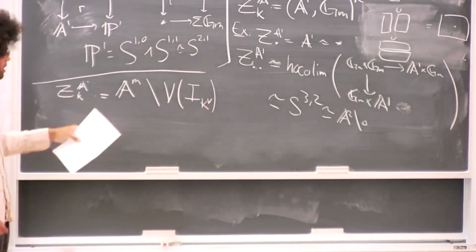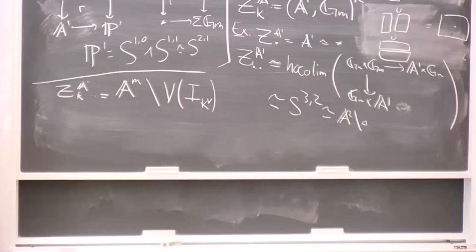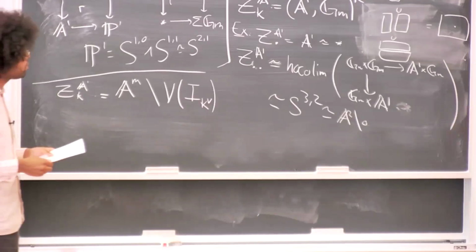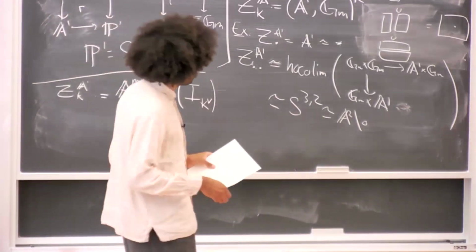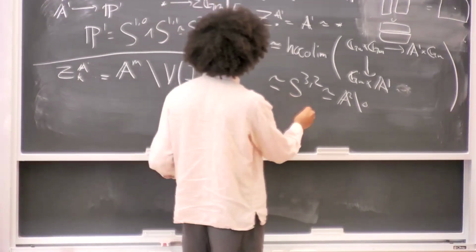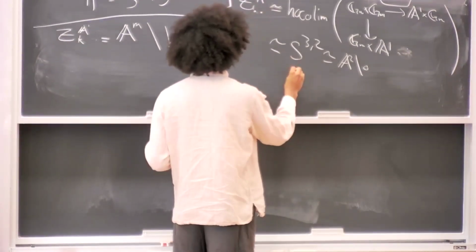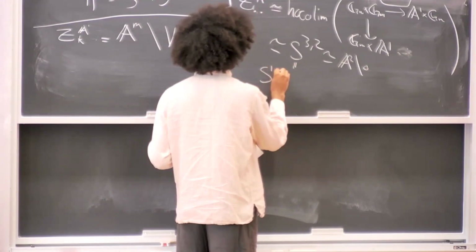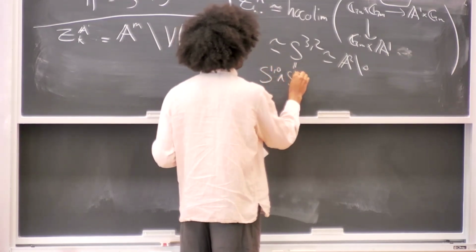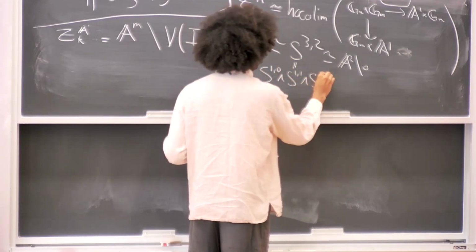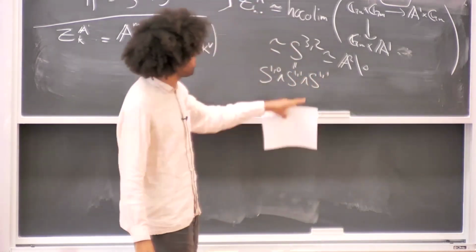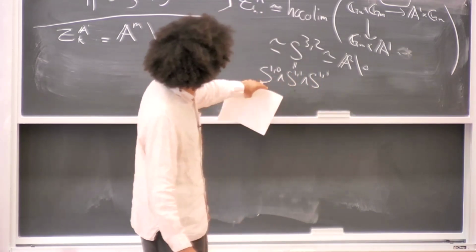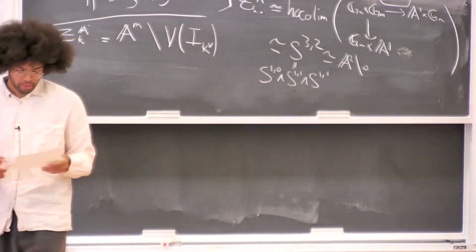Could you say what S32 is in terms of S10 and S11? Yeah, I'll repeat how we construct this guy. Well, this is going to be S10 smash S11 smash S11. So it's two copies of GM smashed with one copy of the simplicial sphere.